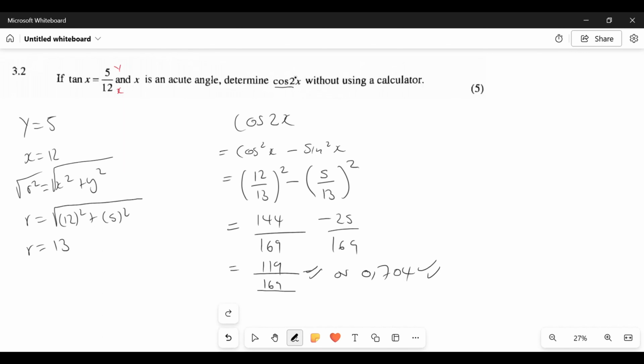All right, my good people, just in case you don't understand this double angle identity, I'm going to leave a video where we derive this identity.